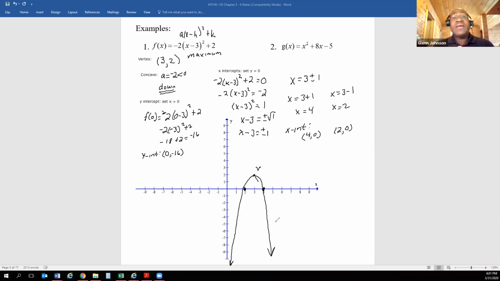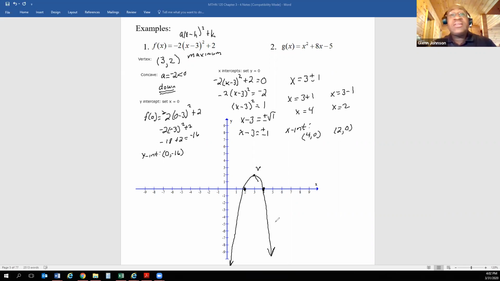All right, and so there you have the graph of that particular parabola, negative 2 times x minus 3 squared plus 2. Now notice here that all of the information that we found, down to the y-intercepts and the x-intercepts, agreed with what we determined beforehand about the concavity being down, and also helped to support the value that we got for the vertex. So as I said before, all of these values should pretty much match up very well. They should agree with each other.